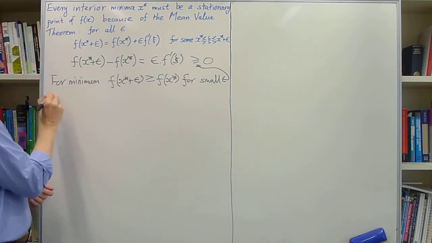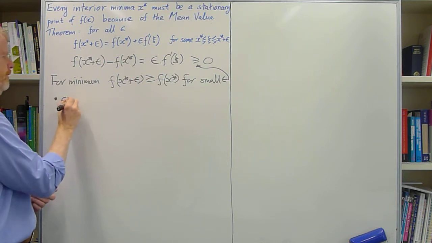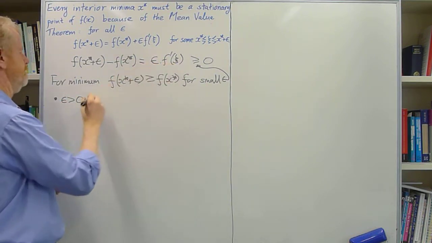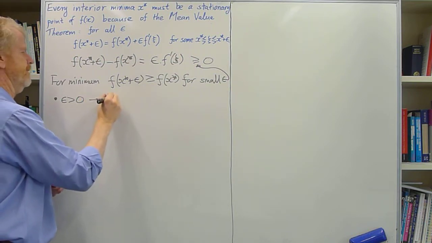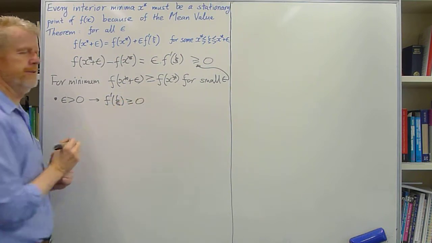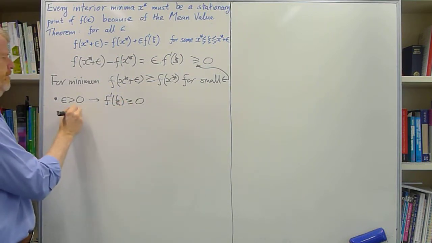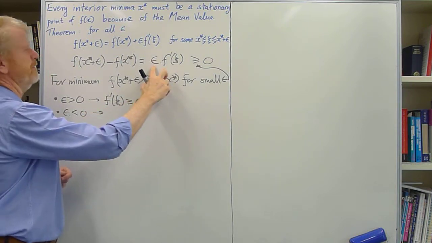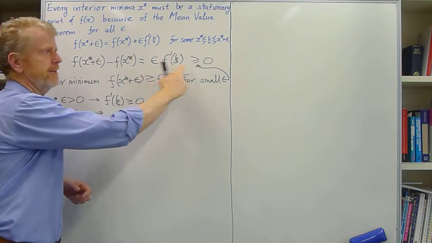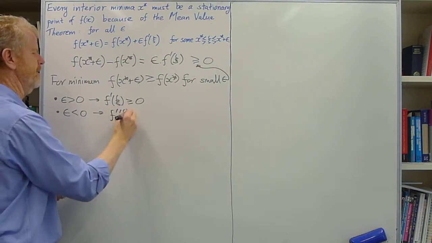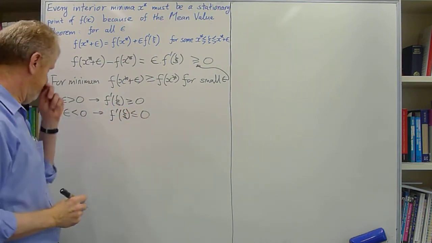So two things then follow. In the case when epsilon is positive, the product is positive, that says that f dashed of xi is bigger than or equal to 0. Conversely, if epsilon is negative, the negative number times f dashed of xi has to be bigger than or equal to 0, so that says f dashed has to be less than or equal to 0.